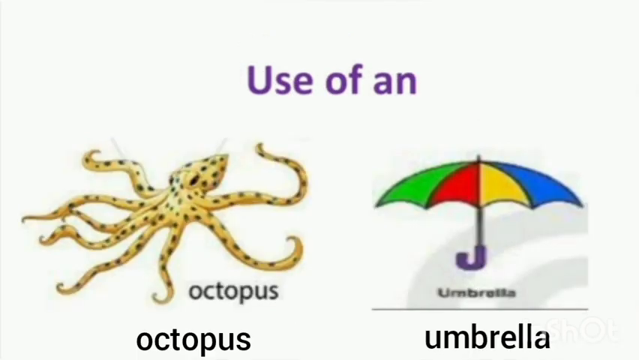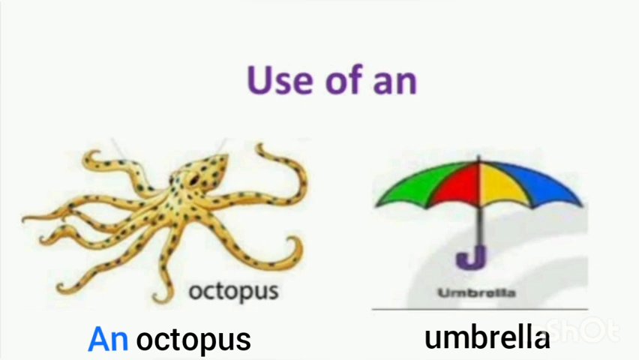Look at the first picture. What is this? This is an octopus. The spelling of octopus is O-C-T-O-P-U-S. The first letter of word octopus is O. O is vowel. So we will use AN here.